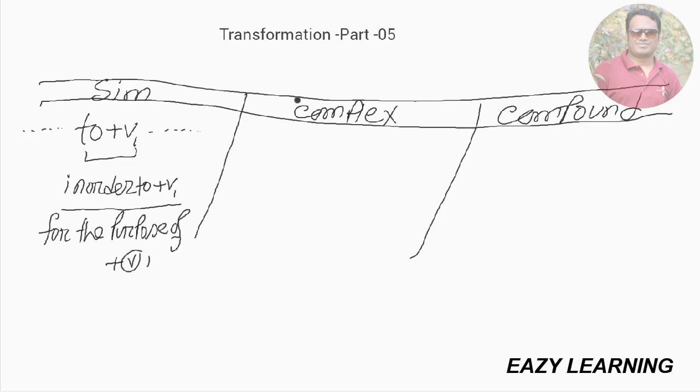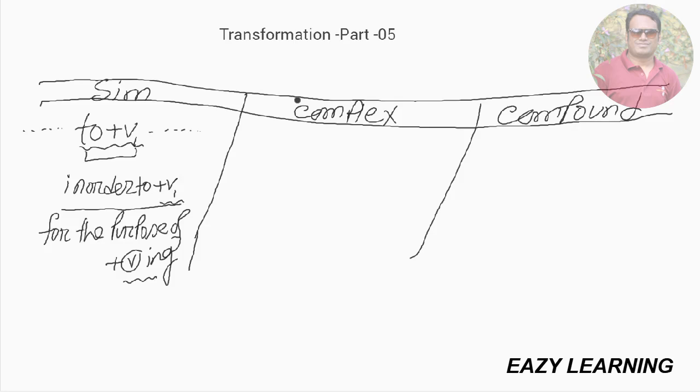plus verb-ing. So mind it deeply: when you see in the sentence "to plus verb 1", it indicates a simple sentence, or "in order to plus verb 1" means a simple sentence, or if you find "for the purpose of plus verb-ing", it means a simple sentence. But be careful: after "for the purpose of" you will get verb-ing, and on the other side, "to plus verb 1", there is no -ing. So this is the difference.